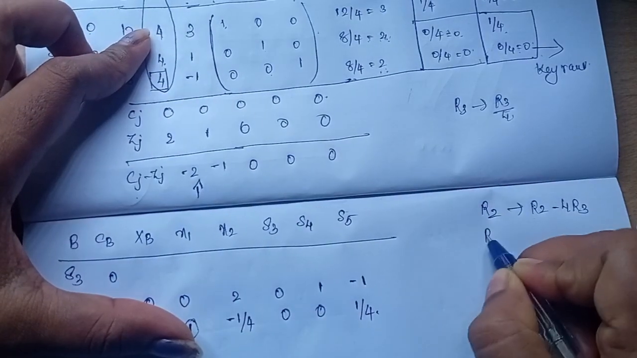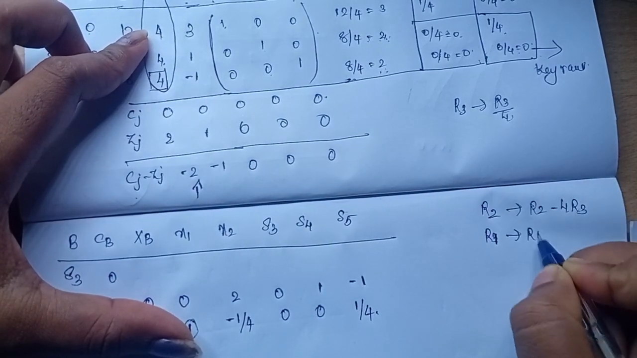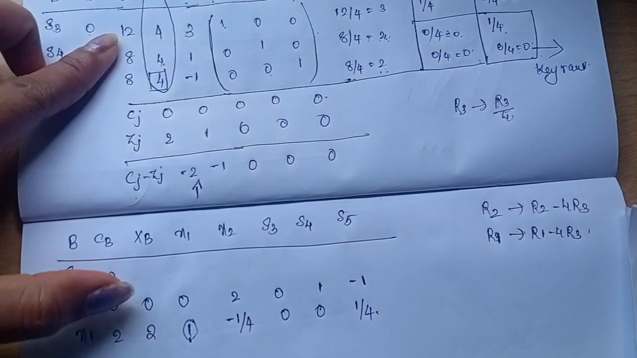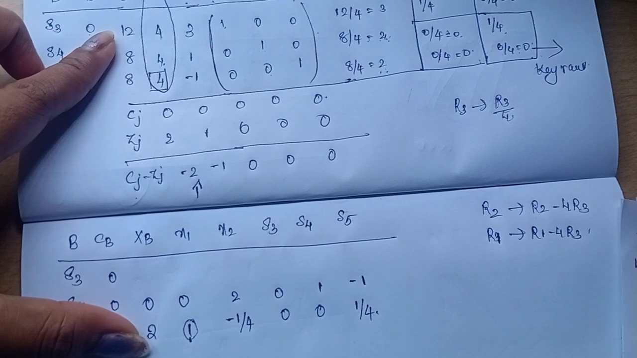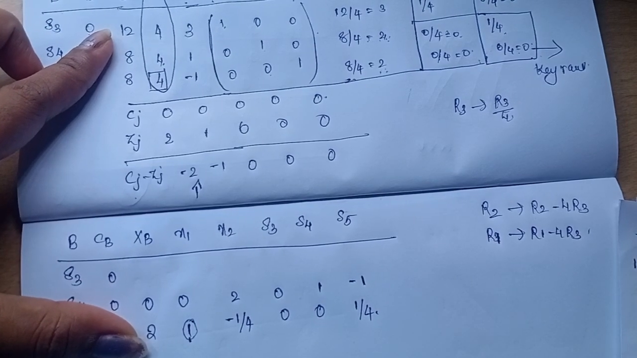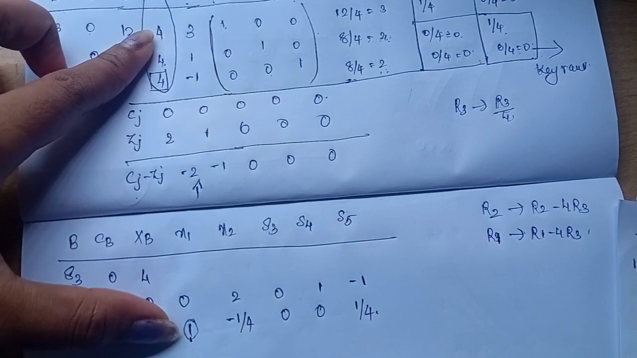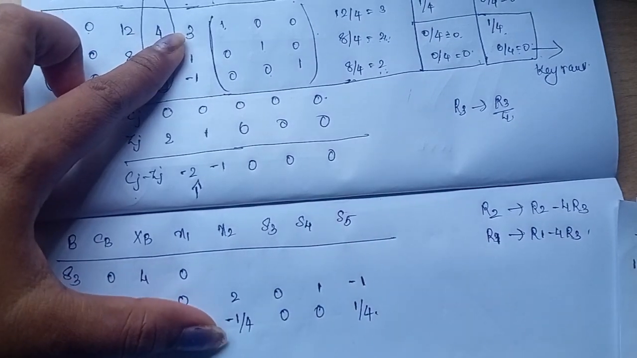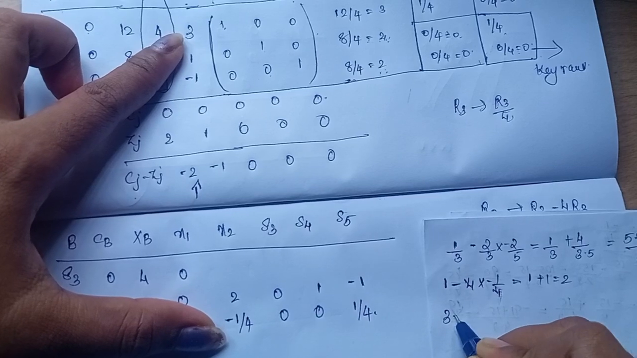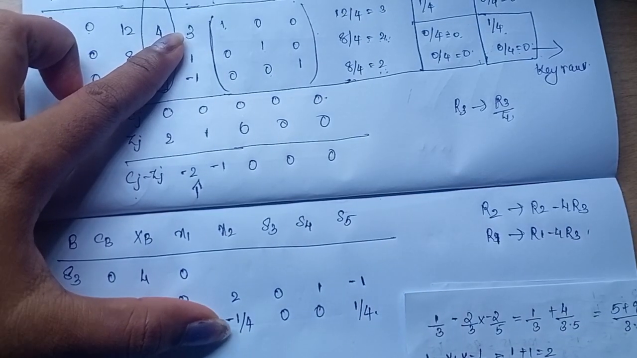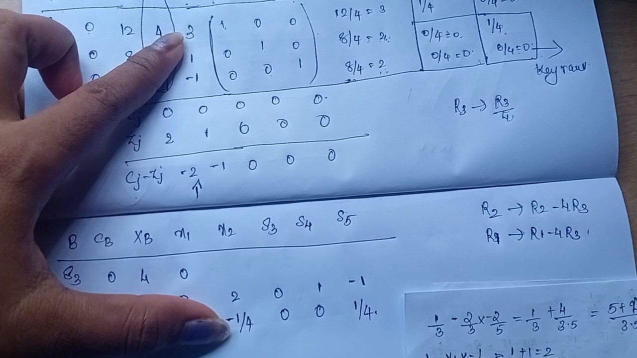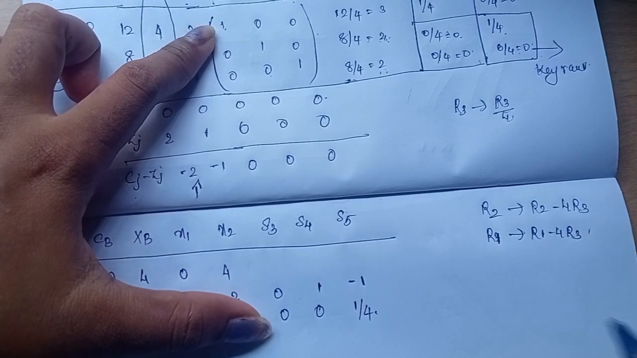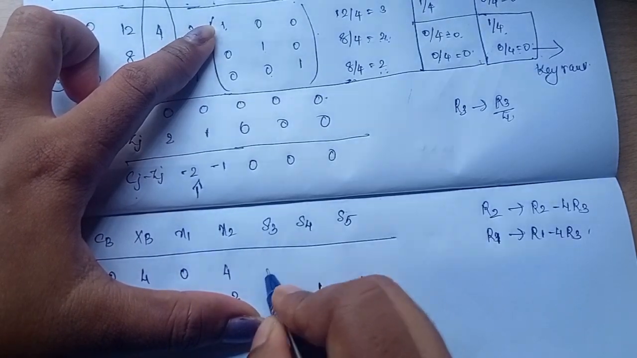സെയിം ഓപ്പറേഷൻ തന്നെ ഇവിടെയും കൊടുക്കാം. R1 ആണ് വരുന്നത്. R1 ചേഞ്ചസ് ടു R1 മൈനസ് 4 ഇൻറ്റു R3. സോ അപ്പോൾ എന്ത് വന്നു, 12 മൈനസ് 4 ഇൻറ്റു 2, ദറ്റ് ഈസ് 12 മൈനസ് 8, അത് 4. അടുത്ത് വരുന്നത് 4 മൈനസ് 1 ഇൻറ്റു 4, ദറ്റ് ഈസ് 4 മൈനസ് 4 ഈക്വൽ ടു 0. ഇവിടെ 3 മൈനസ് 4 ഇൻറ്റു മൈനസ് 1 by 4, ദറ്റ് ഈസ് 3 പ്ലസ് 1 ഈക്വൽ ടു 4. ഹിയർ 4. ഇവിടെ വരുന്നത് 1 മൈനസ് 4 ഇൻറ്റു 0, ദറ്റ് ഈസ് 1.